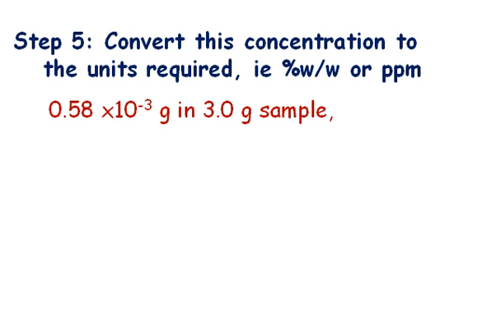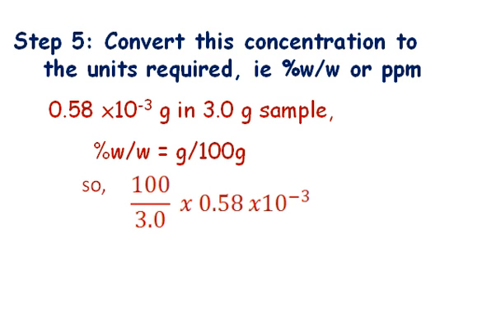So if we've got 0.58 by 10 to the minus 3 grams in 3 grams, and we want to get that into percentage weight per weight, that's grams per 100 grams. So 100 divided by 3.0 times 0.58 by 10 to the minus 3 will give us 0.019% weight per weight.